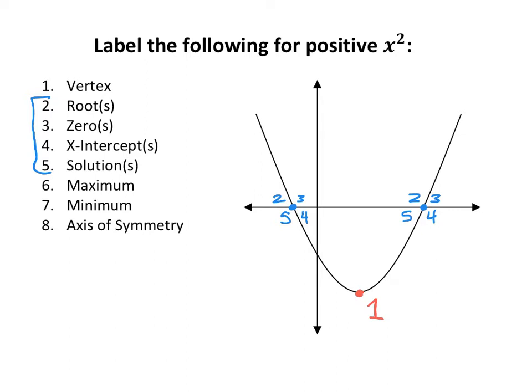Cool. Does this have a maximum? No, so we're going to straight up cross that one off. It does not have a maximum. We can't answer that question because there's not a maximum. Does it have a minimum? Yes. Where's the minimum? The vertex. Same place where 1 is, it's where the vertex is.